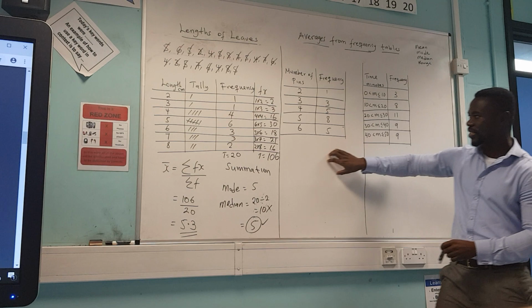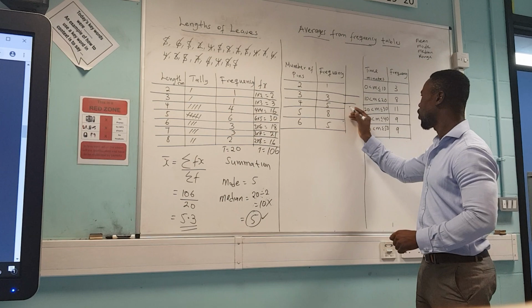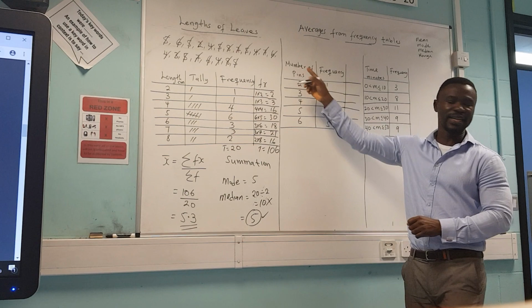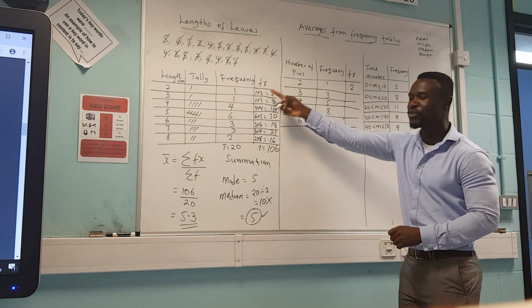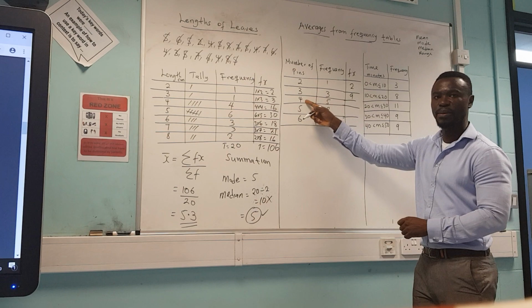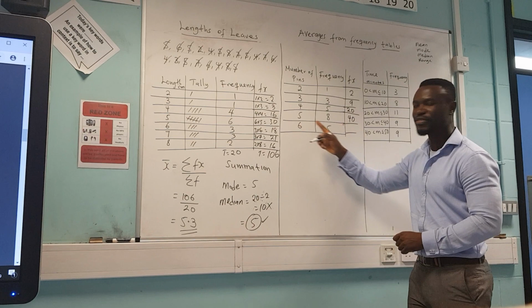So I'm not going to waste too much time on this one here because it's similar to what I have done here. So all you do is extend this, always draw another line, do this times by that. So that is your fx. 1 times 2 is 2, so I'm not going to do the times here anymore. 3 times 3 is 9. 5 times 4 is 20. 8 times 5, 40. 5 times 6, 30.